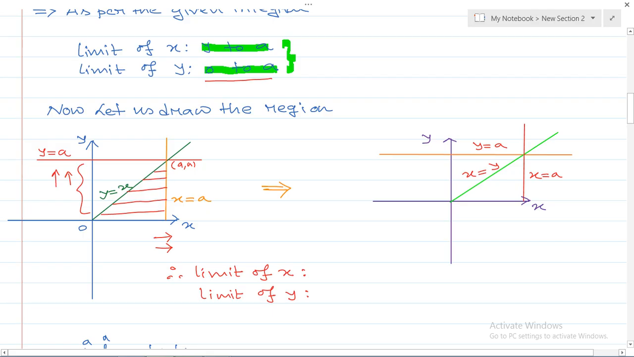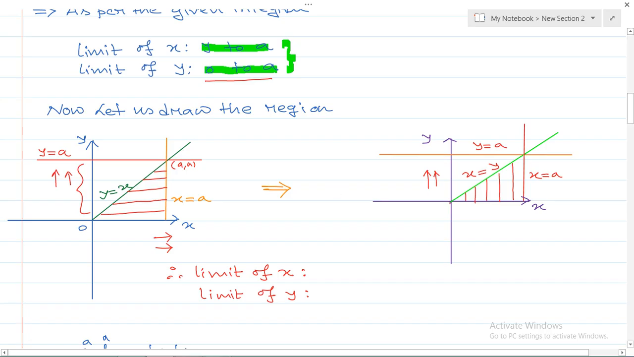Now to change the order of the integration, we have to make x as constant and y should be variable. Since y is variable, we measure y along the vertical direction. So the same region we have to shade by vertical lines. This is the rule. If you can understand this rule, then every problem will be simple to you.